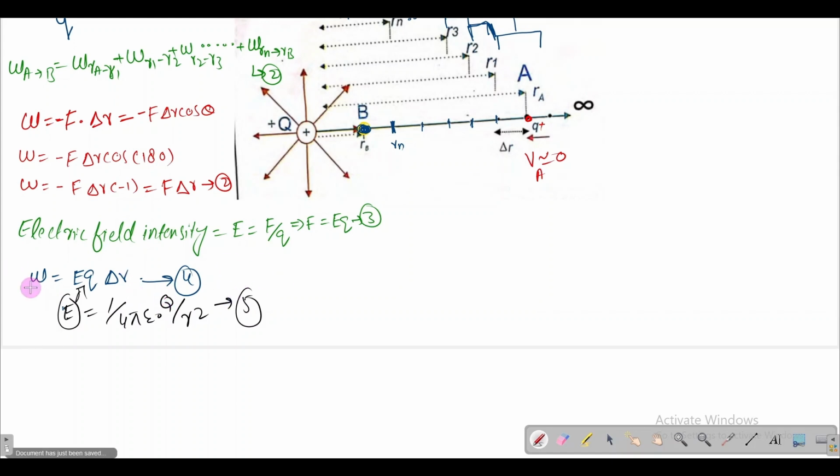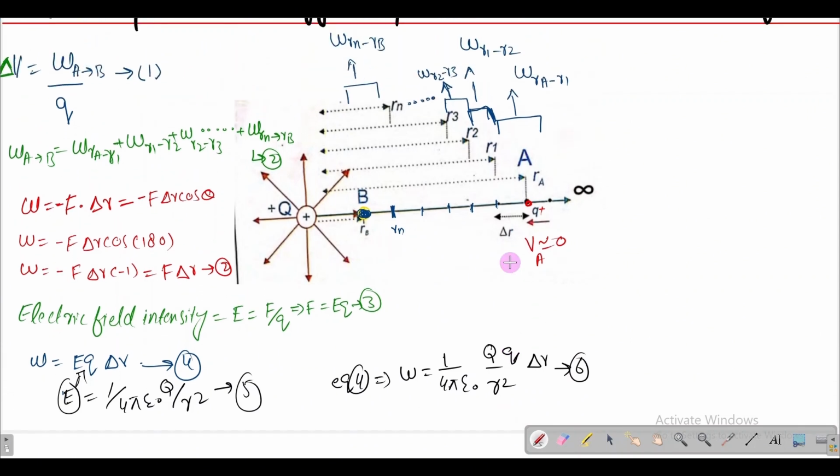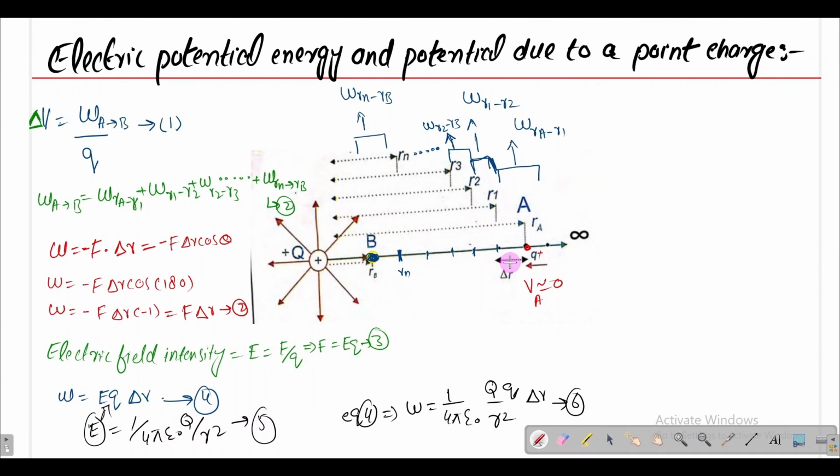So this work done equation will become equation 6. Here the work done is equal to, instead of this E, I will put 1 by 4 pi epsilon naught and Q by R square, and then multiply by Q and then multiply by del R. So this is equation 6, and equation 6 is the general equation for the work done.